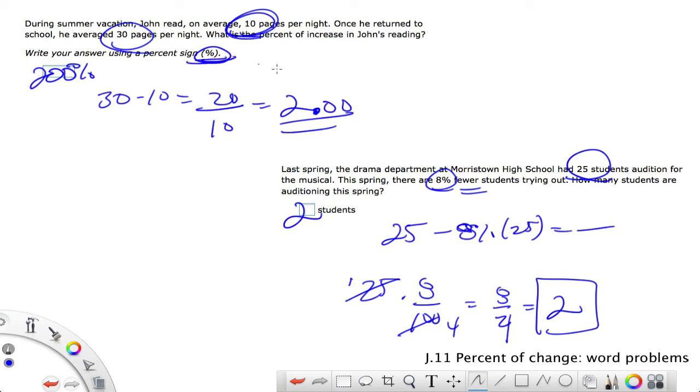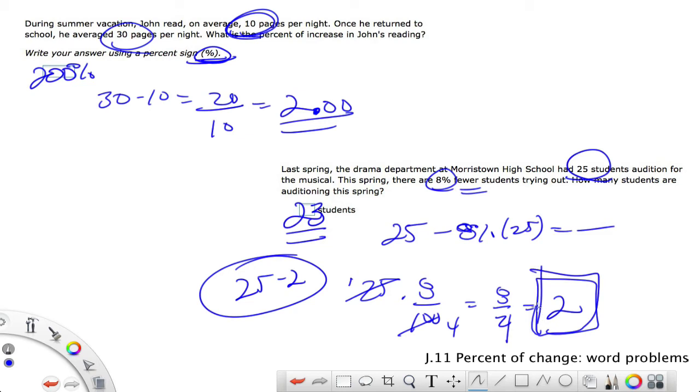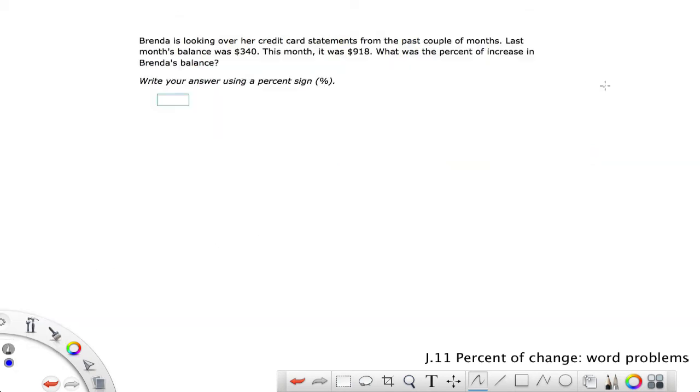When you're looking for the percent and you get a decimal, you'll have to convert it to a percentage. In this case, we were looking for the number of students. So there's 2 students less. So in this case, it's not 2 students, but 23, because it's 25 minus 2. I almost made an error on that one because I found the wrong part of the answer. So how many students are auditioning, not how many fewer students. In this case, it was 2. So 23 is our answer for that one.